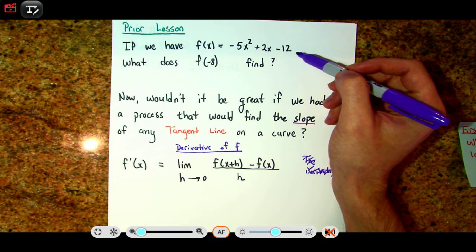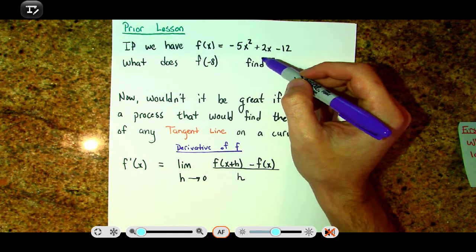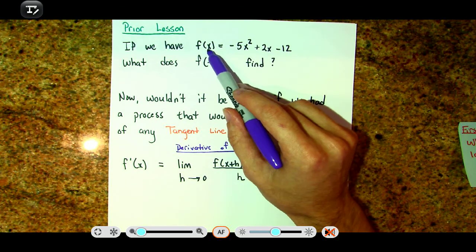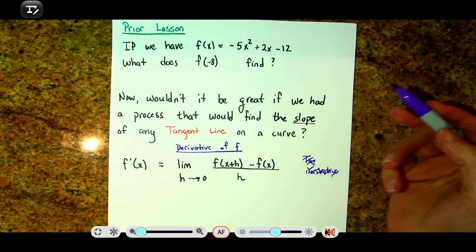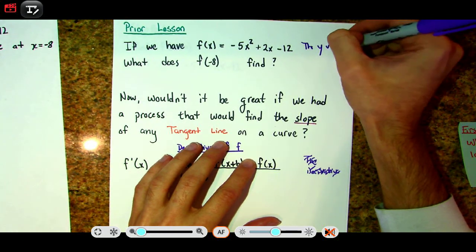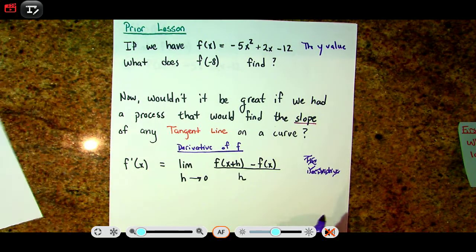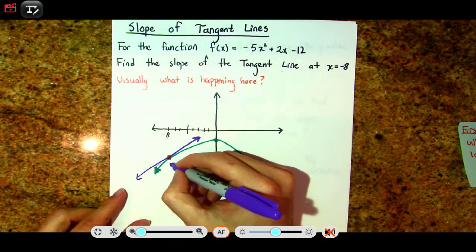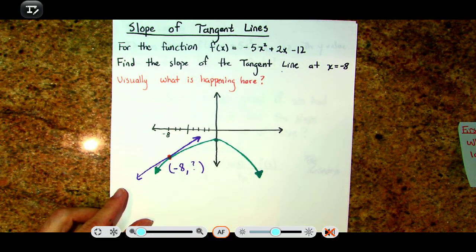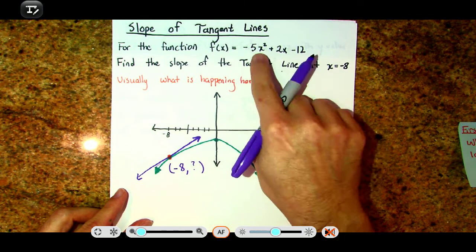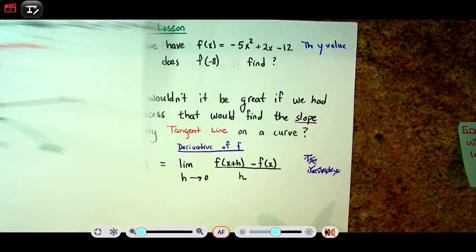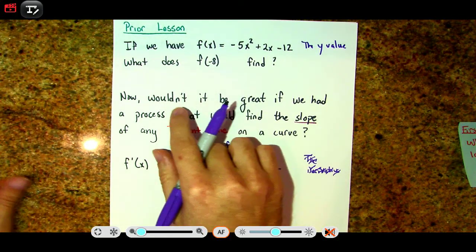Please pause the video and try and answer this question. If we plug in negative 8 into f, what does it find? And we did this before, but this should find the y value. So if I know for this graph, for this point over here is negative 8, hey, what is the y value? You just take negative 8 and you plug it into this function and it gives you what the y value is, okay?